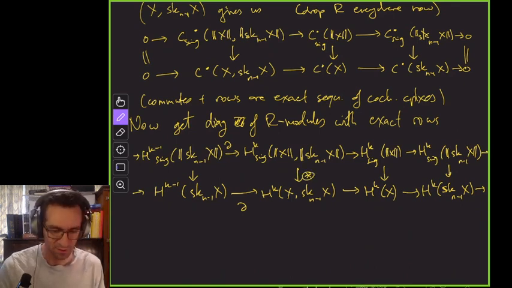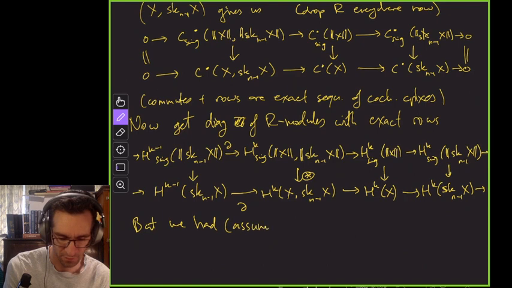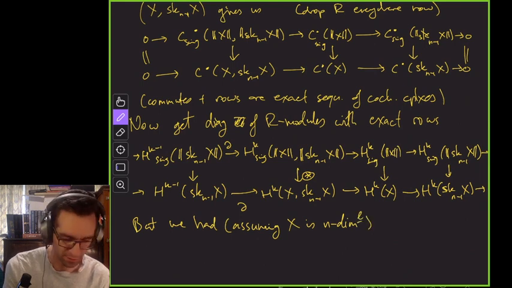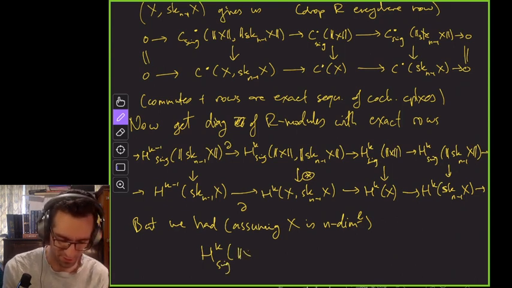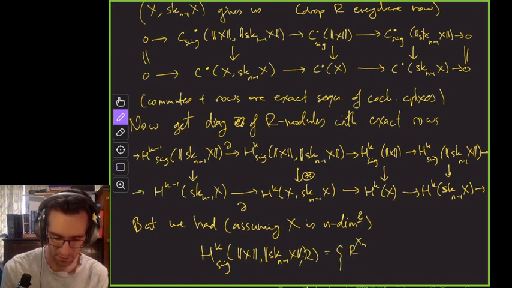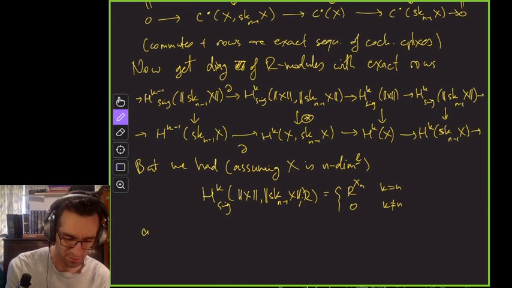All right, so I'm going to mark this with a star. So we actually calculated the top one here, right? Let's assume X is n-dimensional. We actually calculated the relative singular cohomology here. Throw the R back in for definiteness. This is X^n and 0. And here's a calculation which is not very long.